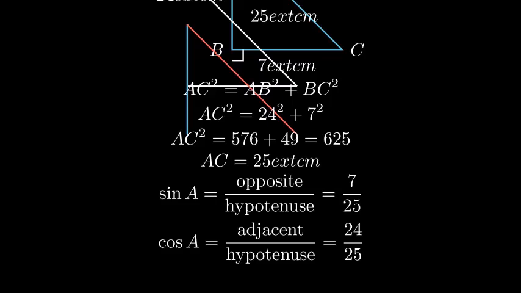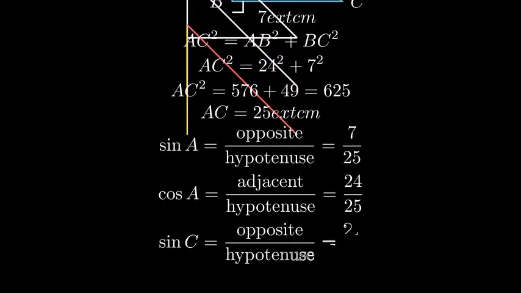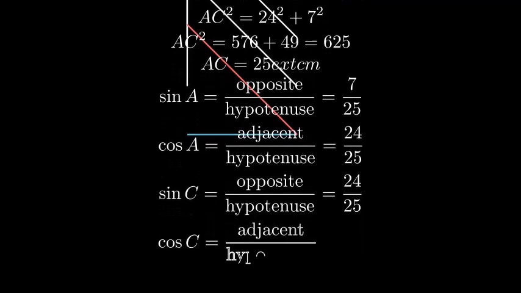For angle C, let's find sine C and cosine C. For sine C, the opposite side is now AB, which is 24 centimeters, and the hypotenuse is still AC at 25 centimeters. So sine C equals 24 over 25. And for cosine C, we use the adjacent side BC, which is 7 centimeters, over the hypotenuse of 25 centimeters.